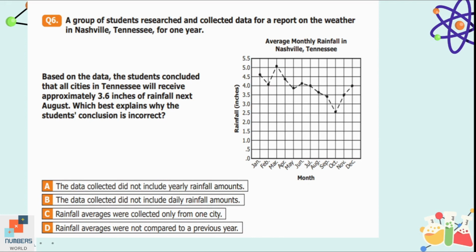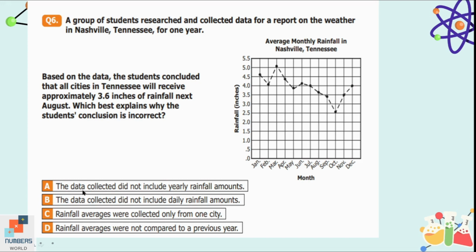Question number 6. A group of students researched and collected data for a report on the weather in Nashville, Tennessee for 1 year. Based on the data, the students concluded that all cities in Tennessee will receive approximately 3.6 inches of rainfall next August. Which best explains why the students' conclusion is incorrect?